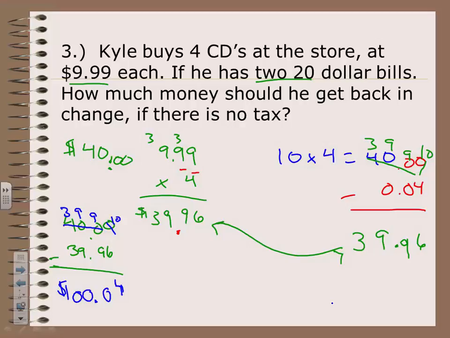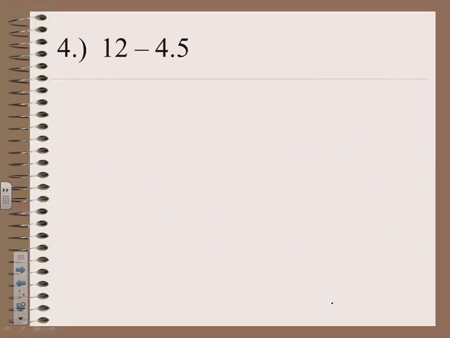So how much change should we get back? 4 cents. Interestingly enough, if we are efficient, 4 cents. Go back if you need to. Be efficient. Last one. Try it on your own.